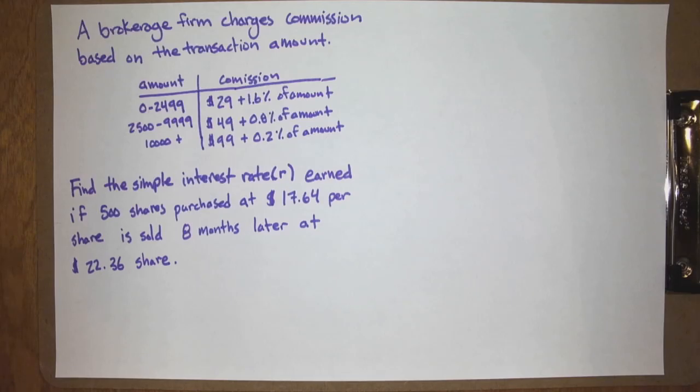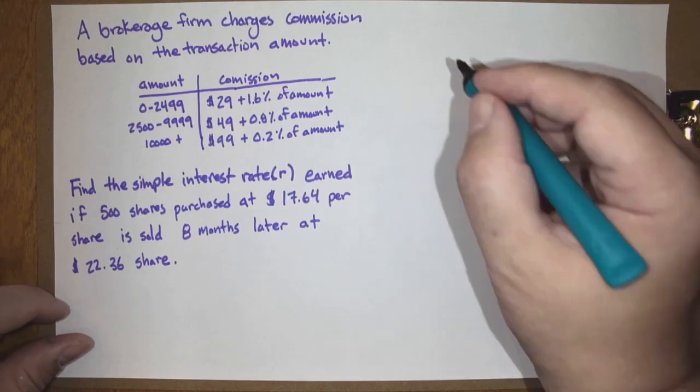All right. It says find the simple interest rate R earned if 500 shares purchased at $17.64 per share is sold 8 months later at $22.36 per share. Okay. Well, we have to solve for R. That's good. We're getting pretty good at solving for R.